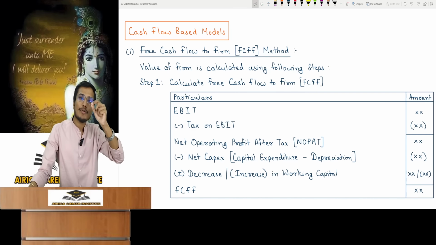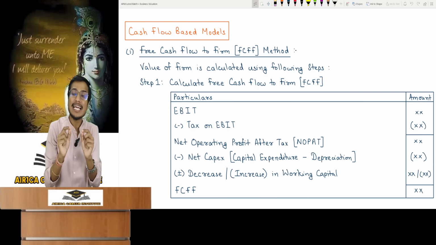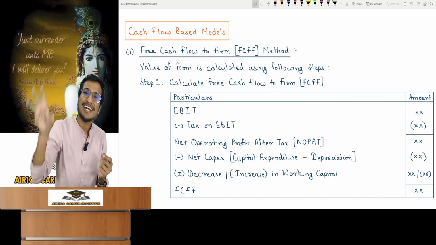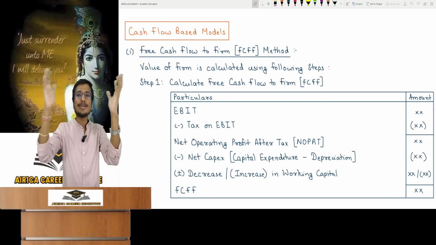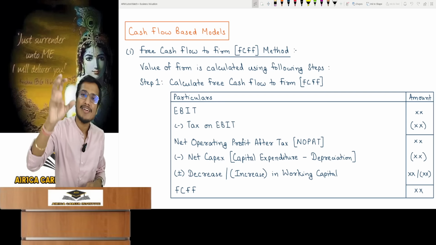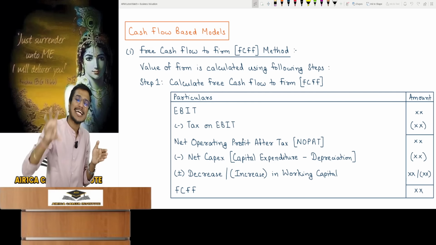You have to find the free cash flow available for the entire firm. For the firm, meaning for both equity and debt, I have already told you. The value of equity and debt is called the value of the firm. Meaning cash flow for the entire firm implies two parties, equity and debt. What's the cash flow for both parties?